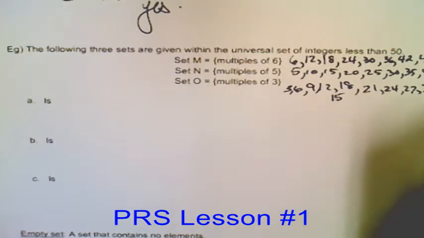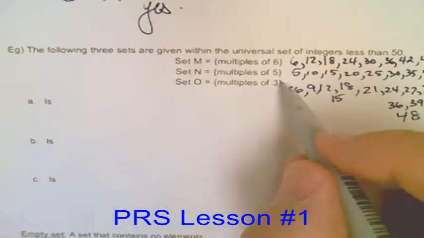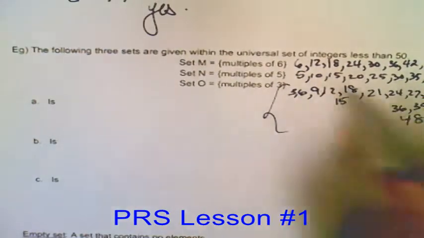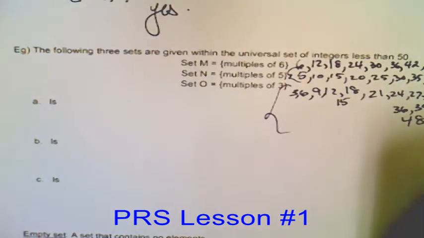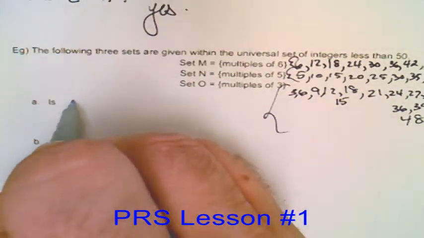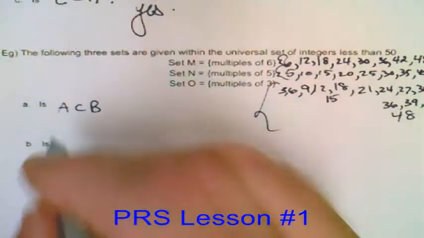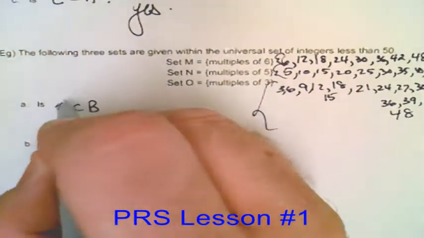And in this one, you've got the multiples of 3. This one's bigger. 3, 6, 9, 12, 15, 18, 21, 24, 27, 30, 33, 36, 39, 42, 45, 48. Okay, so this one here is big. It's got lots of things in it. So I'm just going to put little braces around each one.